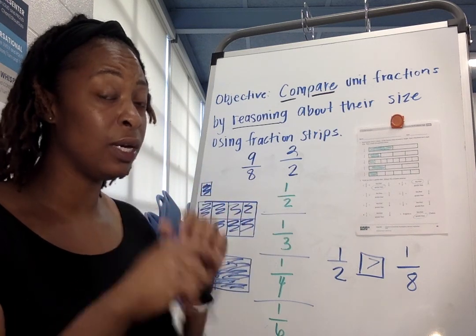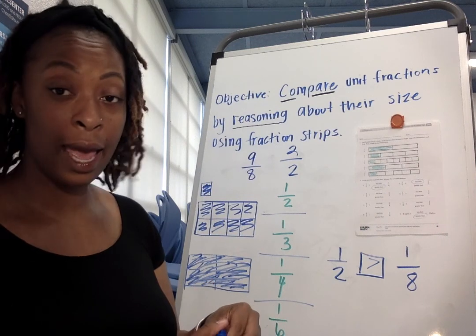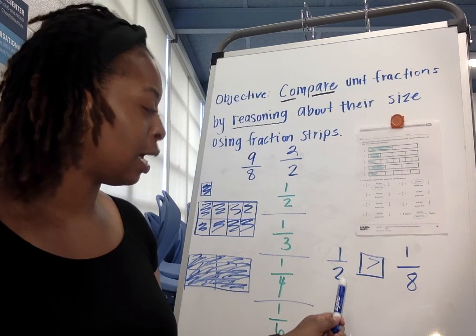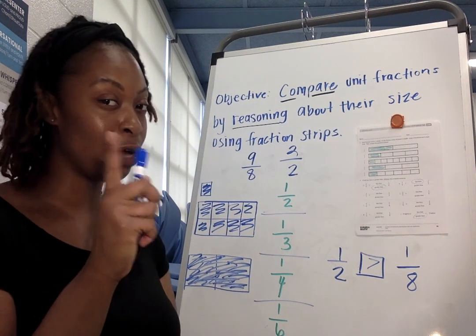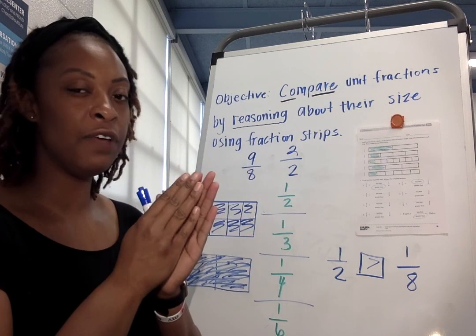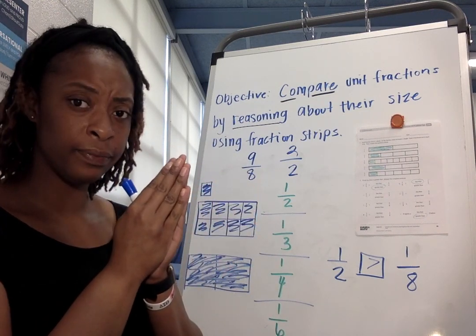So don't get tricked. If somebody says, hey, Cicely, do you want 1/8 of a pizza or 1/2 of a pizza? Cicely, you have to be smart and say, I want 1/2 of that pizza. Don't try to fool me, okay? 1/8 of a pizza is a very small piece. 1/10 of a piece of pizza is even smaller.